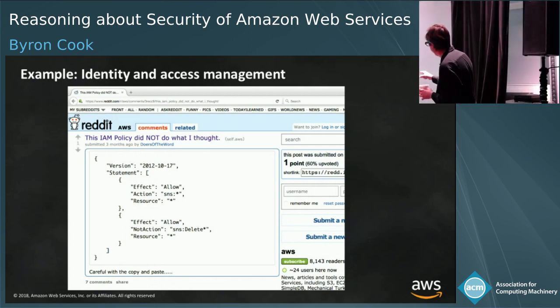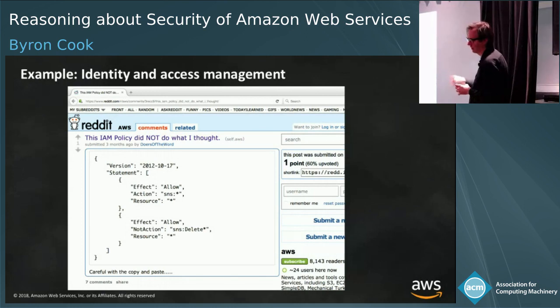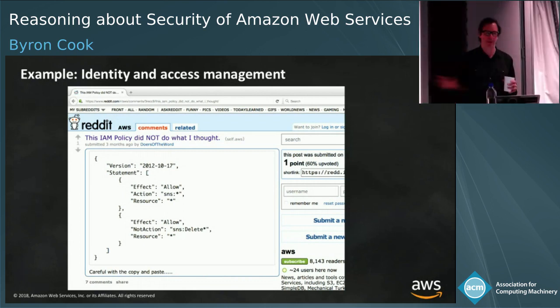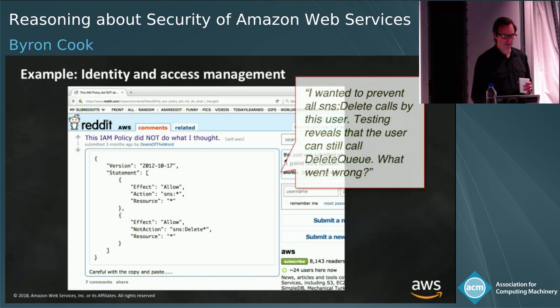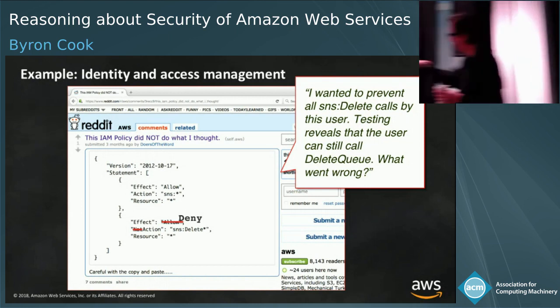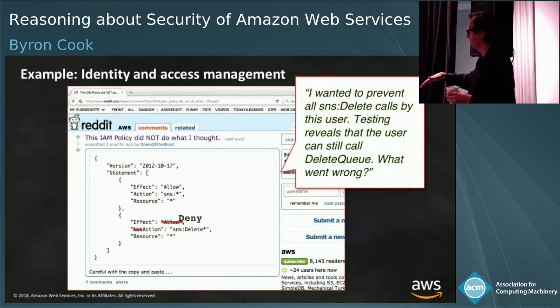There's 24 users there currently discussing that. Right, so that's the sort of scale we're talking about, of the number of users and people all the time trying to figure out first-order logic. So what they've done is they've misunderstood the semantics of NotAction. What they really needed to say was deny the action, anything SNS delete star on star. So allow anything but deletes.